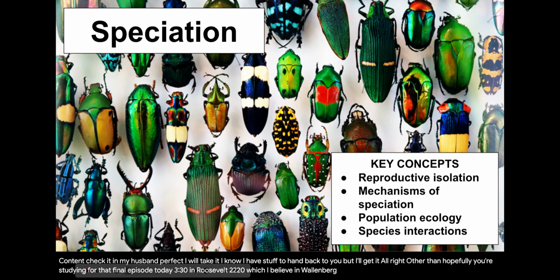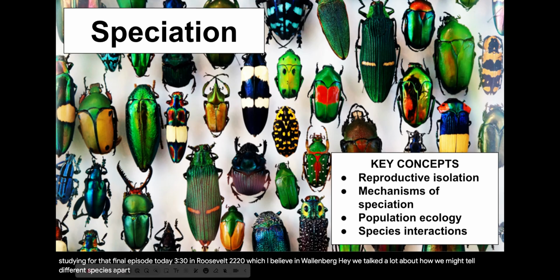So Tuesday, we talked a lot about how we might tell different species apart, and what mechanisms we might use to tell them apart. And we learned there's a lot of advantages and disadvantages for using just how they look, or just their DNA, or just how they use their environment.